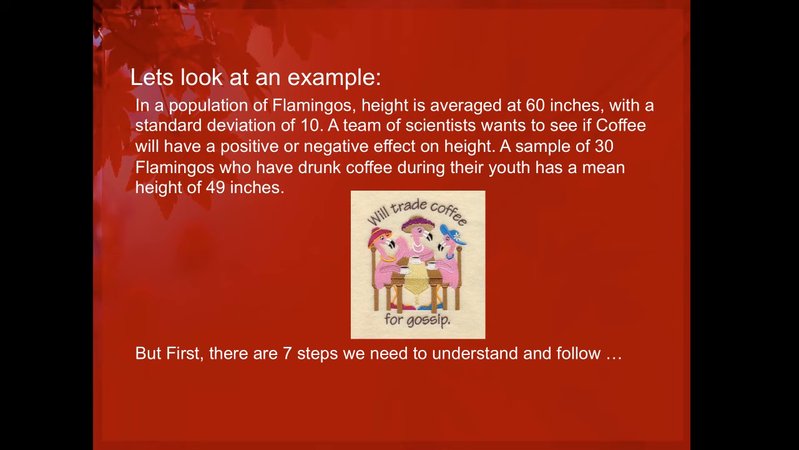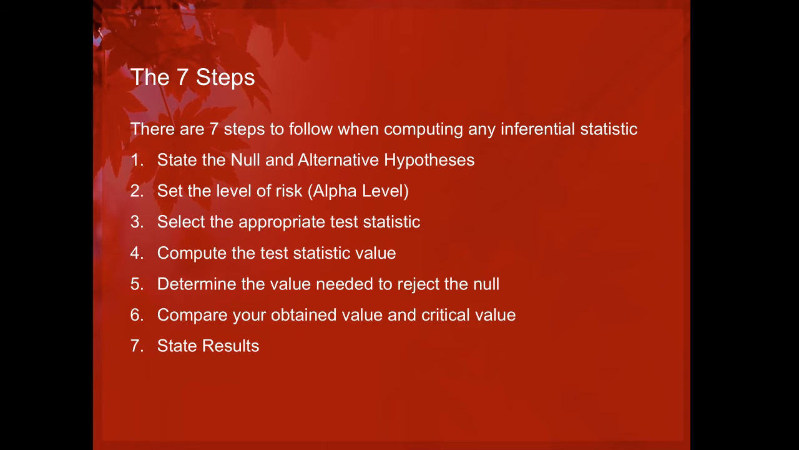They found that the mean height of our sample is 49 inches. So the question is, how similar is our sample to our larger flamingo population? If coffee had no effect, then their height should be very similar. If coffee had an effect on their growth, though, we should see either a positive or negative difference between our sample and our population. In order to solve this problem, we need to go through what we call the 7 steps to hypothesis testing. And here they are.